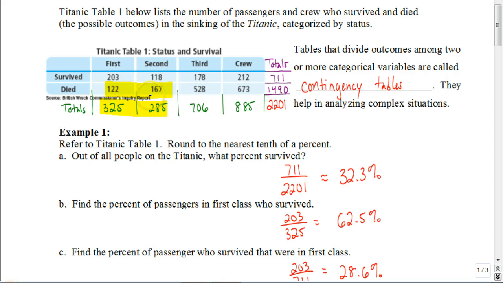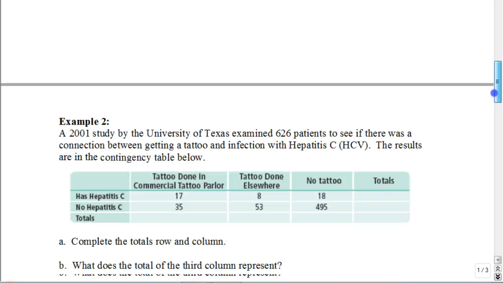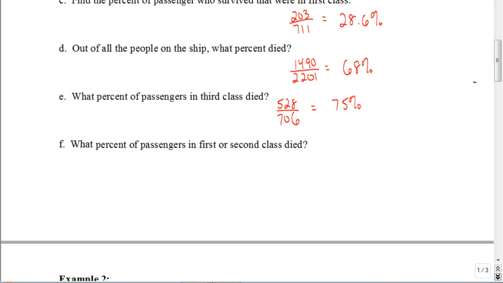So 122 plus 167, that would give us 289. And for our denominator of the fraction, we're going to be looking at the total number of passengers between first and second class. So 325 plus 285 would give us 610. So to figure out what percent of passengers in first or second class died, again, we find those totals, the 289 and the 610. As a percent, that is 47%. So that is how we can use a table to draw out some information.